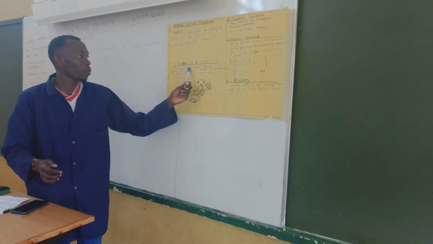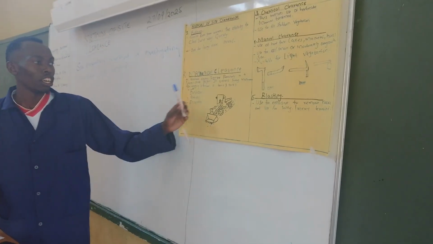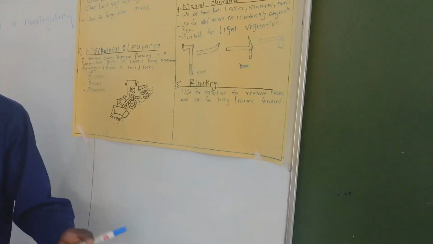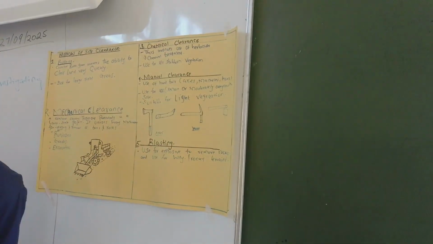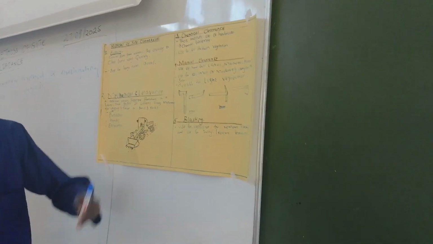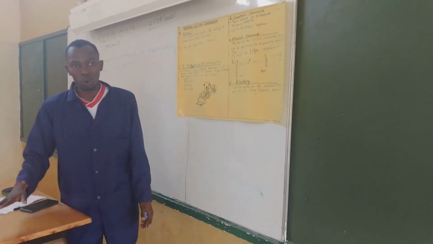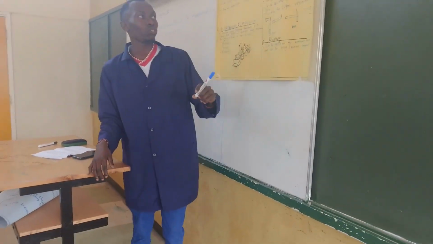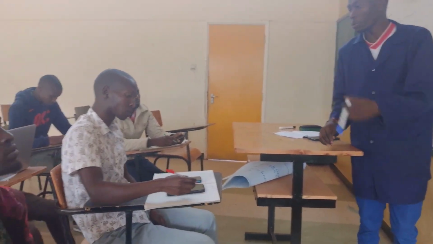The second one is mechanical clearance. This involves the use of bulldozers, graders, and excavators to remove the vegetation. The third one is chemical clearance. Chemical clearance involves the use of herbicides on stubborn vegetation or medium-sized vegetation. This involves a mixture of herbicides, e.g. Roundup. I know everyone knows Roundup.